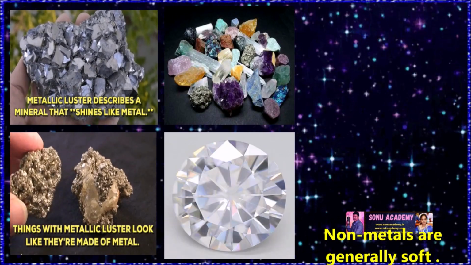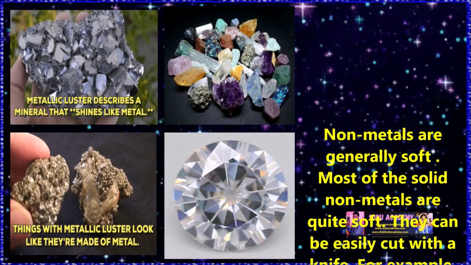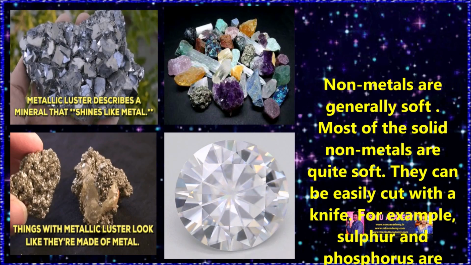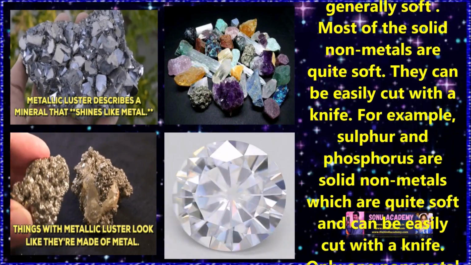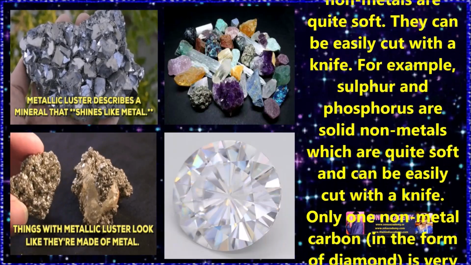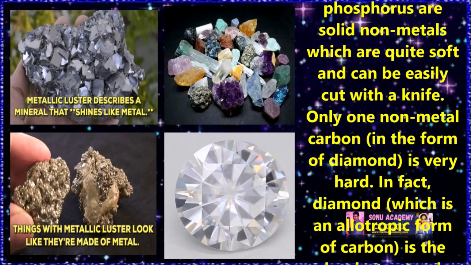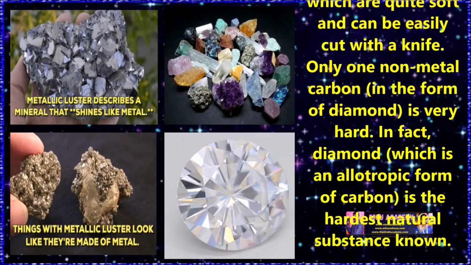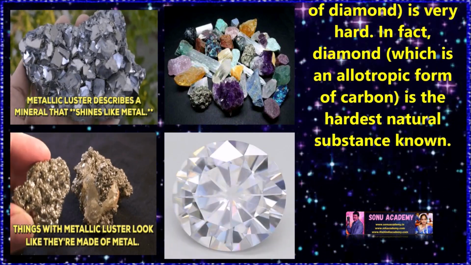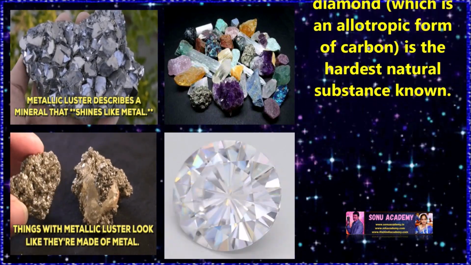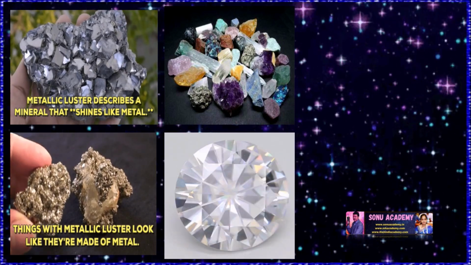Children, let us see the hardness of non-metals. Non-metals are generally soft. Most of the solid non-metals are quite soft. They can be easily cut with a knife. For example, sulfur and phosphorus are solid non-metals which are quite soft and can be easily cut with a knife. Except only one non-metal, carbon, in the form of diamond, is very hard. In fact, diamond, which is an allotropic form of carbon, is the hardest natural substance known.